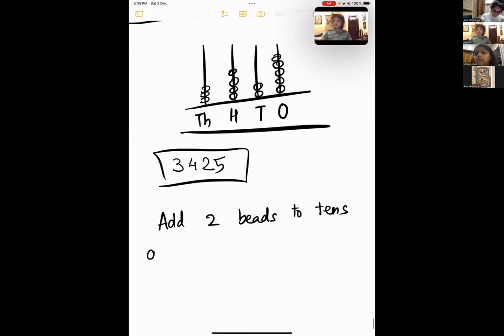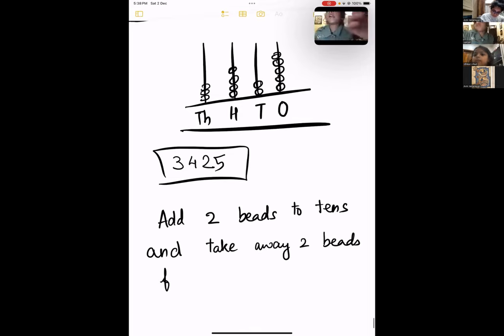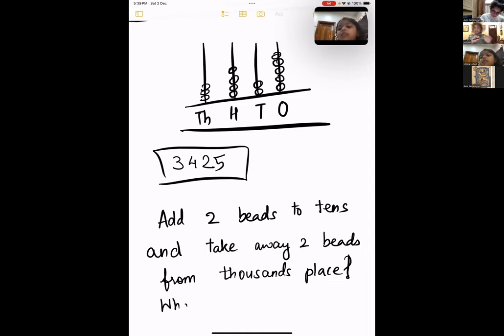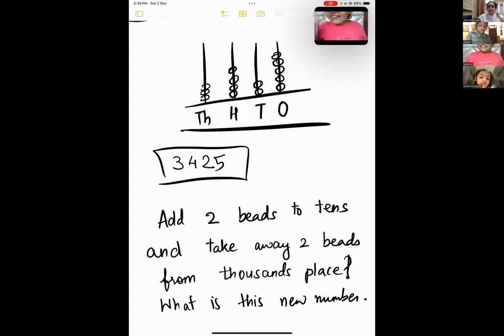Add two beads to tens. I unmuted. From thousands, how many beads? Mom, we sent you the answer. Mom, by mistake, I wrote 45. I was writing 25. No problem. One is left. So okay, one. I will take one and give me this new number. My little sister scribbled on it, but I erased it. It's okay, Idhika. No problem.